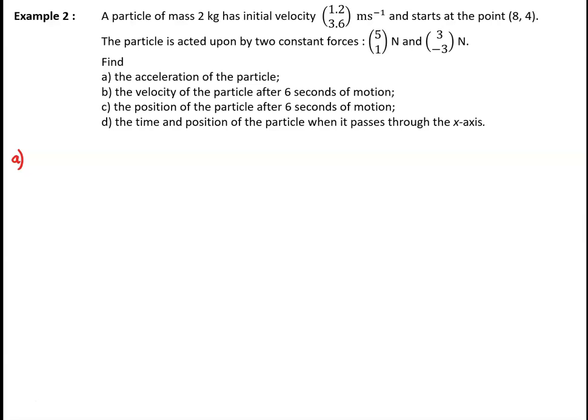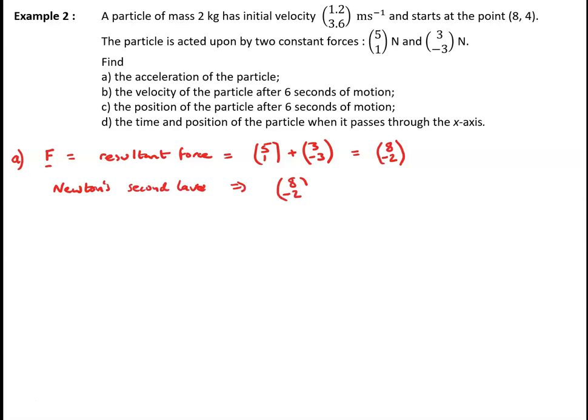Well, we've got the two forces that are acting on the particle, and they're constant forces, so we can say that the resultant force is the sum of the two forces, which is the vector (8, -2). And because the two forces are constant, the resultant force is constant. Using Newton's second law, we can say that the resultant force is the mass times the acceleration. So we've got the resultant force, which is (8, -2), must equal the mass, which is 2, times the acceleration. In other words, the acceleration must be 4 as the x component and have a y component of -1.